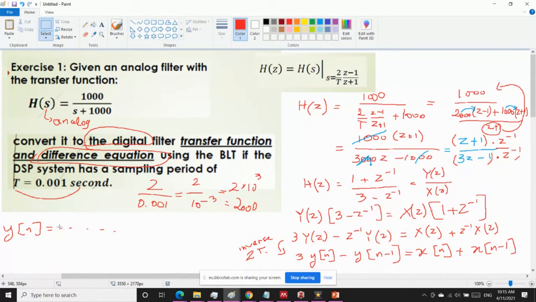Finally, we put the y[n] here and move this to the other side, so it becomes y[n] equals x[n] plus x[n minus 1] plus y[n minus 1], everything divided by 3. And this is the difference equation. Done. Full mark. Capiche?